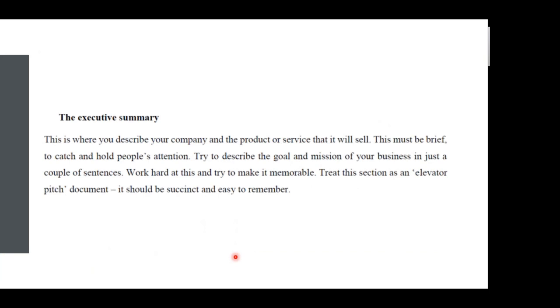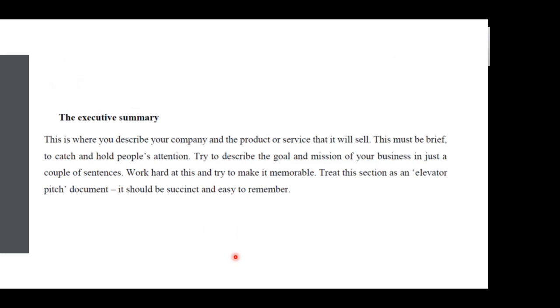Remember, the executive summary is the most important thing in your business report. The executive summary should include your whole story. What is your business idea? Who are your customers? Who are your competitors? What is your market? Everything in a snapshot.